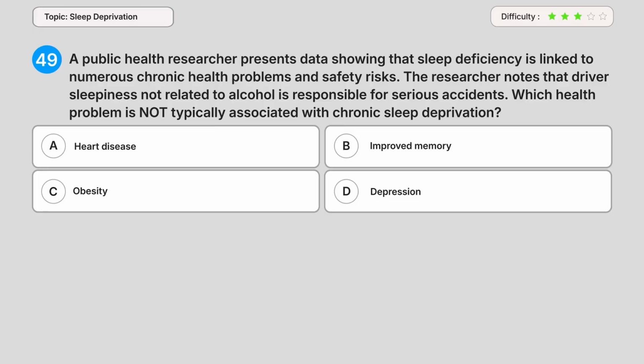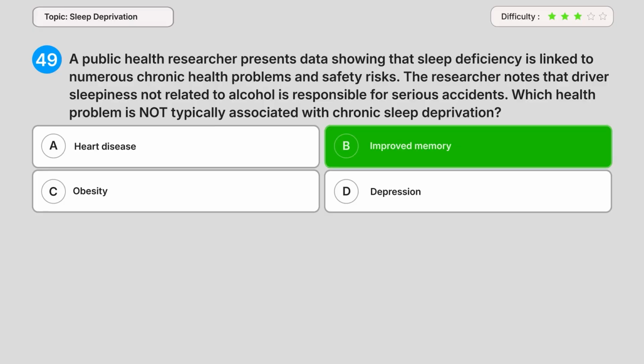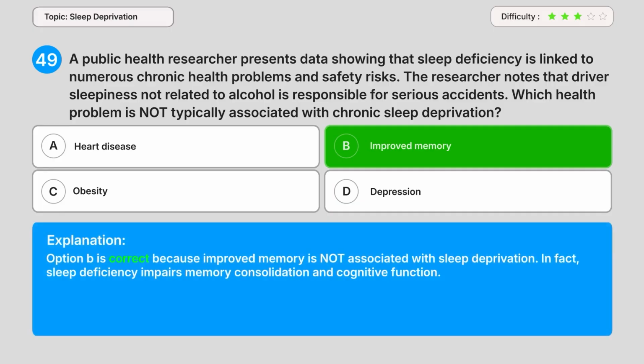Correct answer, B. Improved memory. Explanation. Option B is correct because improved memory is not associated with sleep deprivation. In fact, sleep deficiency impairs memory consolidation and cognitive function.